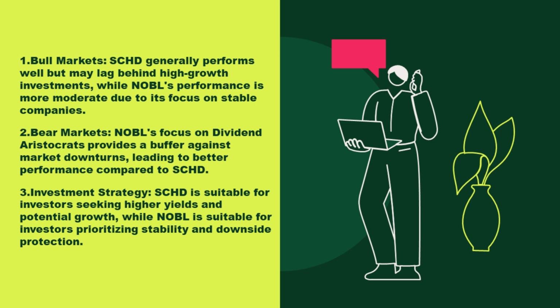In bear markets, where stock prices are generally falling, NOBL tends to perform better relative to SCHD. The dividend aristocrats in NOBL's portfolio are companies known for their stability and consistent dividend payments, which can act as a buffer against market downturns.